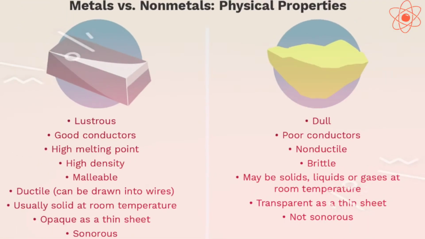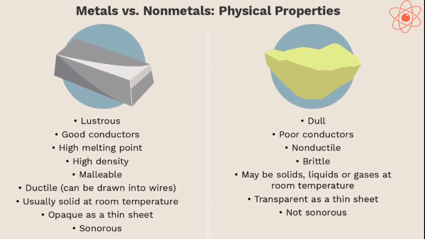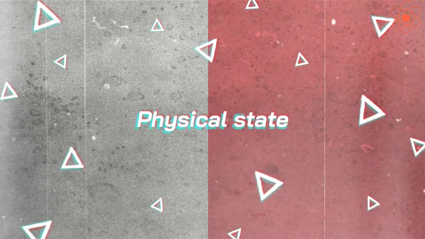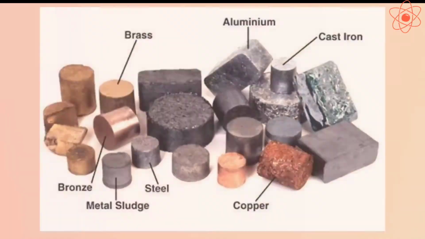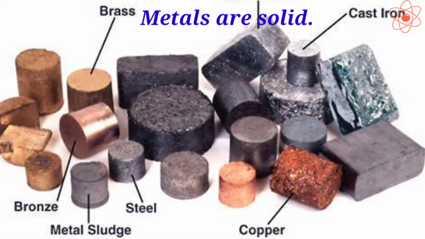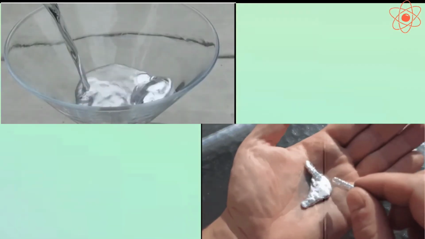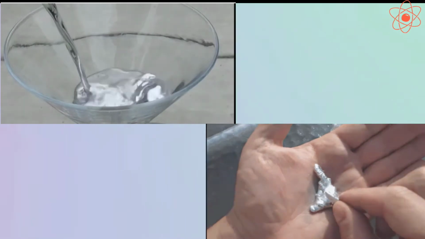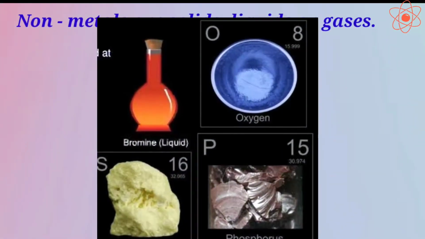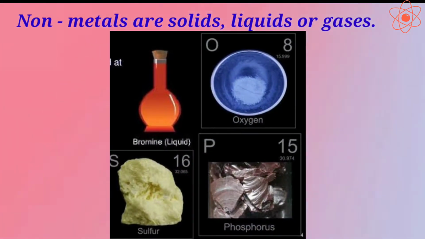Today we will discuss the physical properties of metals and non-metals. Let's begin with the first property, physical state. Metals are usually solid at room temperature except mercury and gallium, which are liquid at room temperature. On the other hand, non-metals occur in all states, that is solid, liquid and gas.